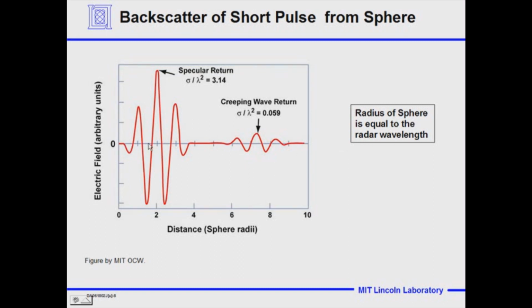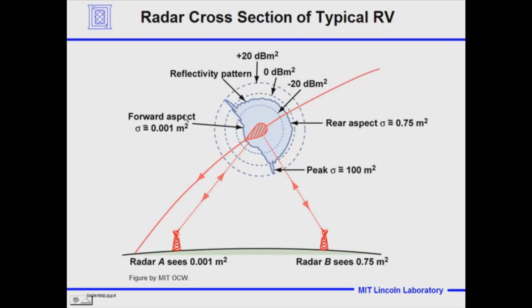And you can see this is actually the pulse shape you're looking at in each case. The specular return is calculated and comes down right on the money as to what you'd expect it to be. So you can actually measure that creeping wave. This is an example of that. Another example shows you that the cross-section can be very different depending on where you're looking at it.